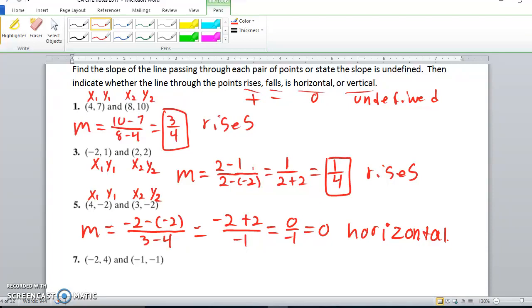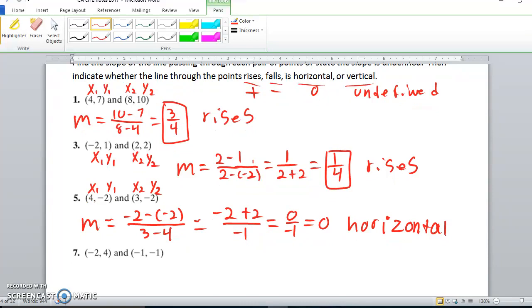All right, so that would be horizontal. All right, let's try the last two.